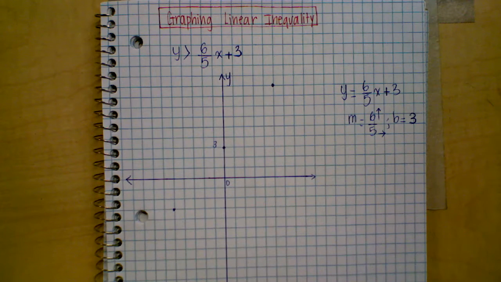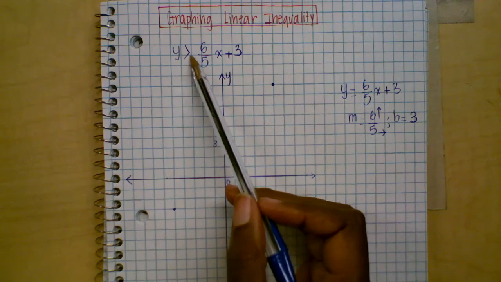So I'm going to use my ruler and connect the dots. But before I connect the dots, you have to do step 3, and you have to use a solid line if you have a line under the inequality.